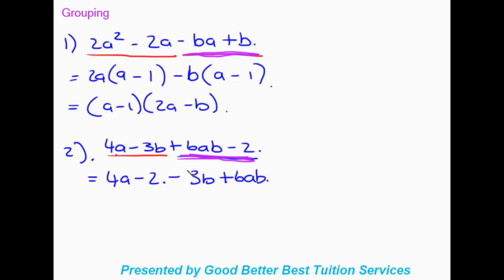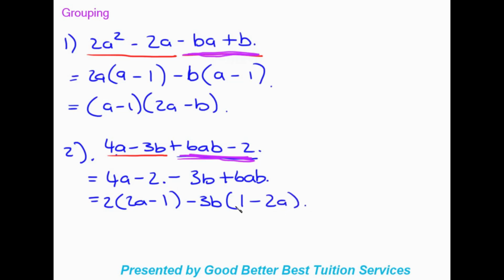Okay, so now we've successfully grouped the terms together that can be taken out with a common factor. So now we're going to take out the common factor on the left hand side, that 2. What we're left with here is 2a minus 1. Then on the right hand side, we're going to take out that negative 3b, 3 being the highest common factor here in numbers, and in variables b. Once we've taken that out, we'll have 1 minus 2a.